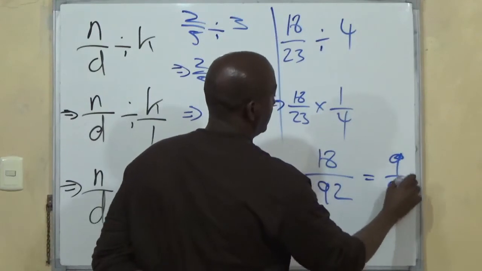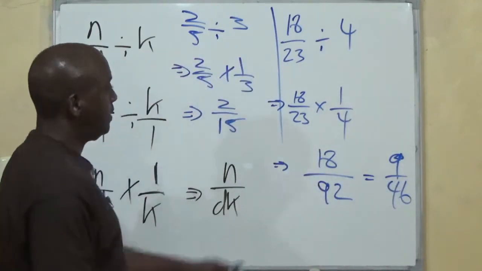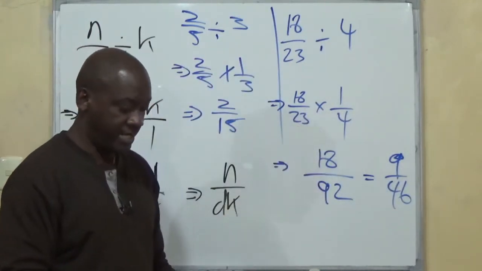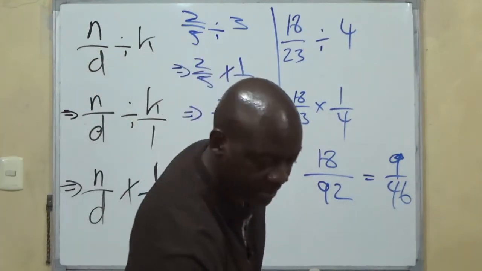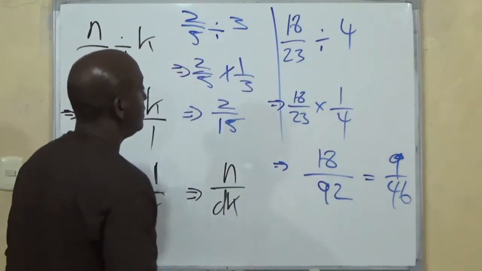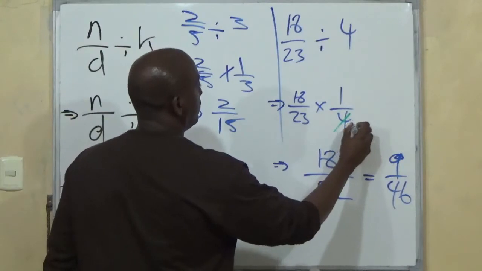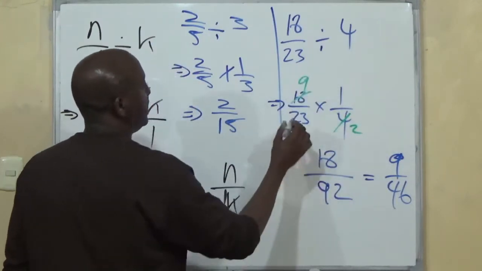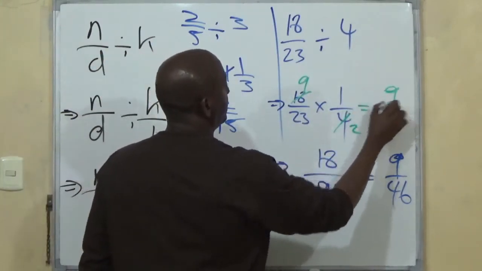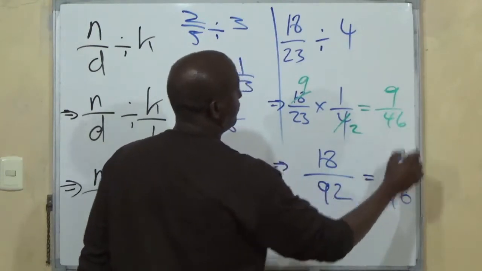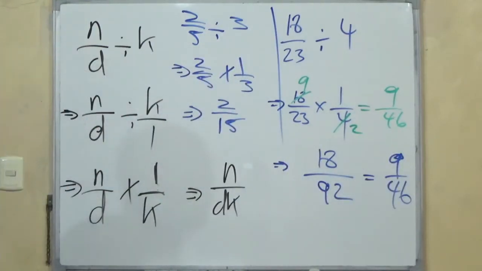9 over 46. Or you could have done the cancellation right here, and you could have said that 2 into 4 is 2, 2 into 18 is 9, 9 by 1 is 9, 23 by 2 is 46. You get the same 9 over 46 there.